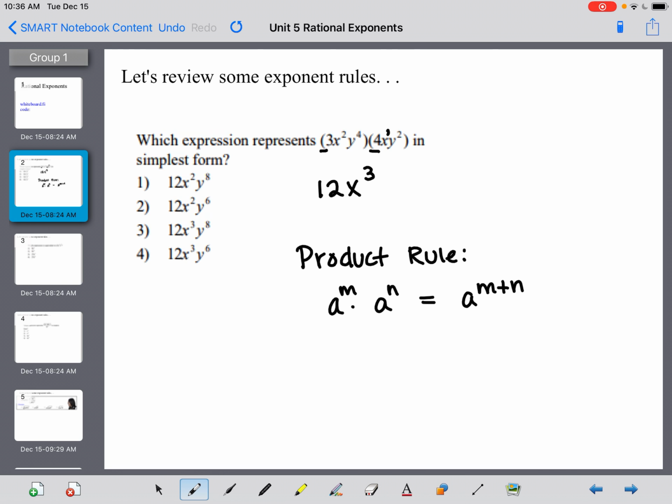And then if I use the product rule for my factors of y, I should end up with y to the sixth, since y to the fourth times y to the second would end up with the addition of the powers of 4 plus 2. So we get 12x to the third, y to the sixth, choice 4.